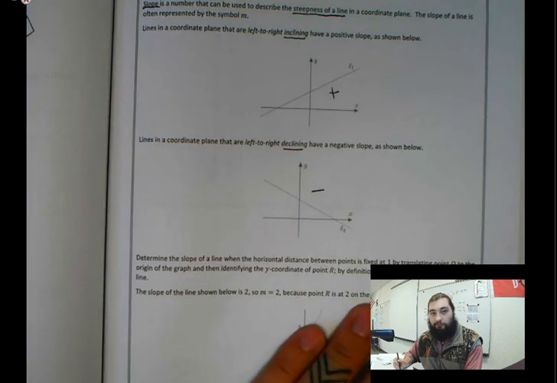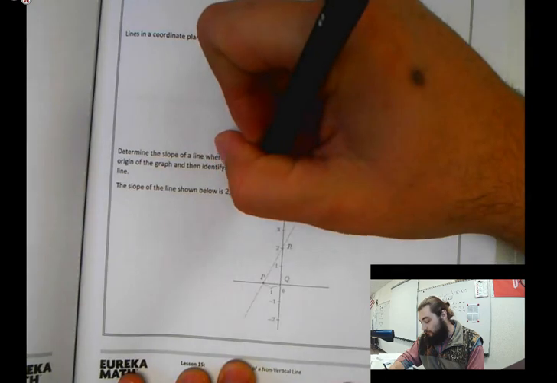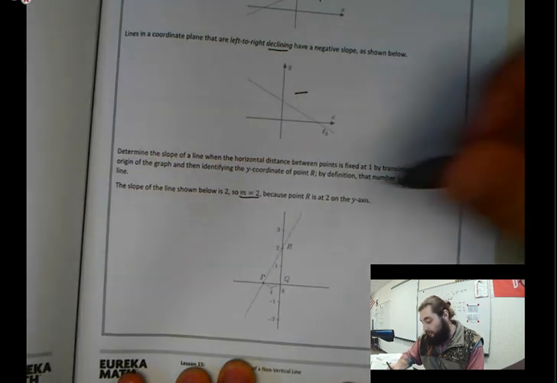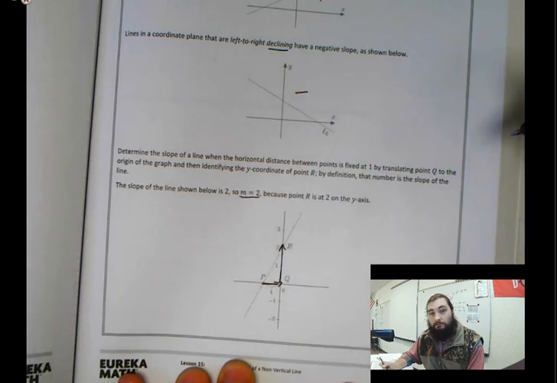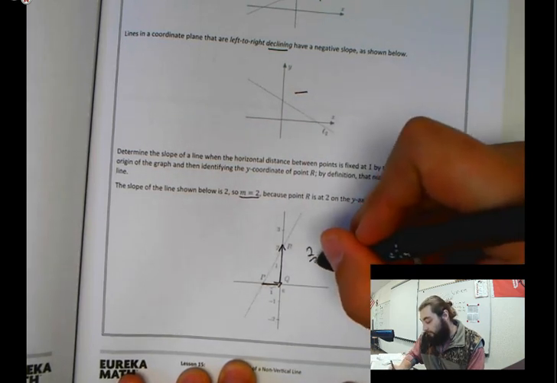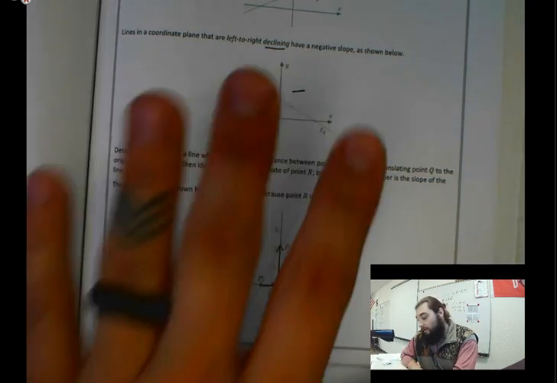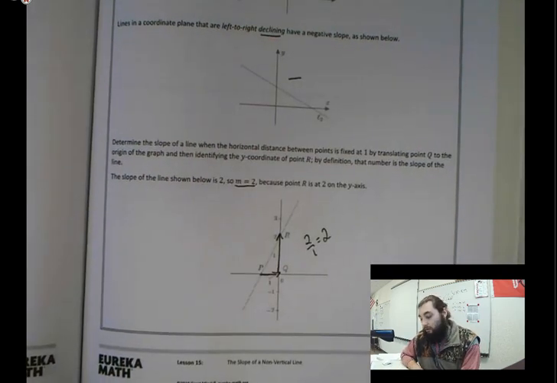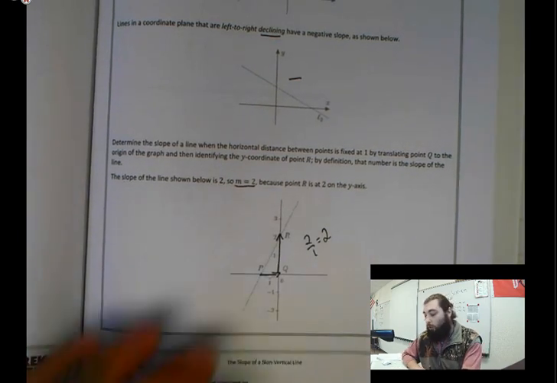Okay? Pretty straightforward. And so here, they talk about how to find the slope. In this particular case, the slope is 2, because you go up 2, and you go to the right 1, and then 2 over 1 is, of course, going to be equal to 2. Okay? So that's how you take a look at the lesson summary. Hopefully that clears things up and makes it all really straightforward for you.